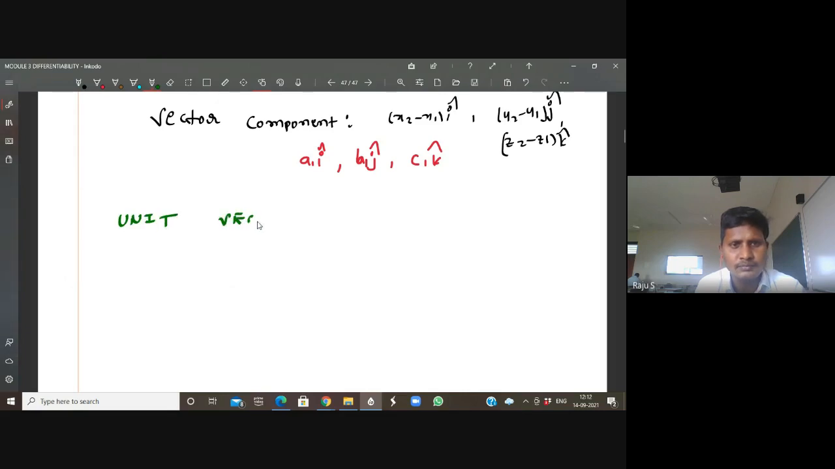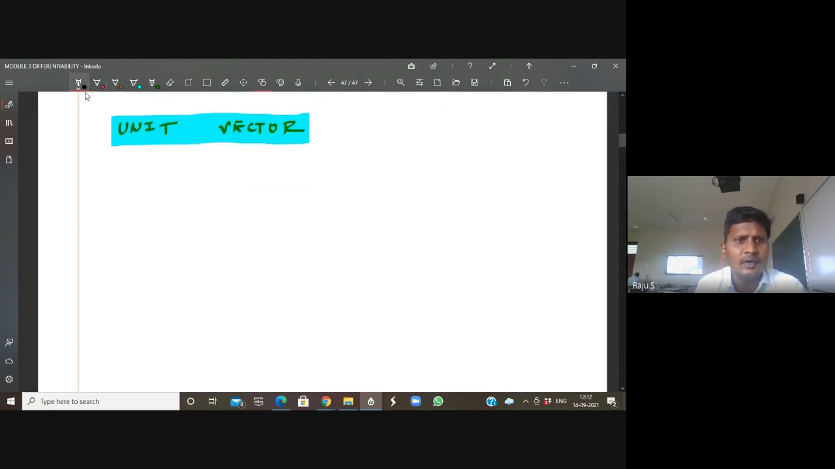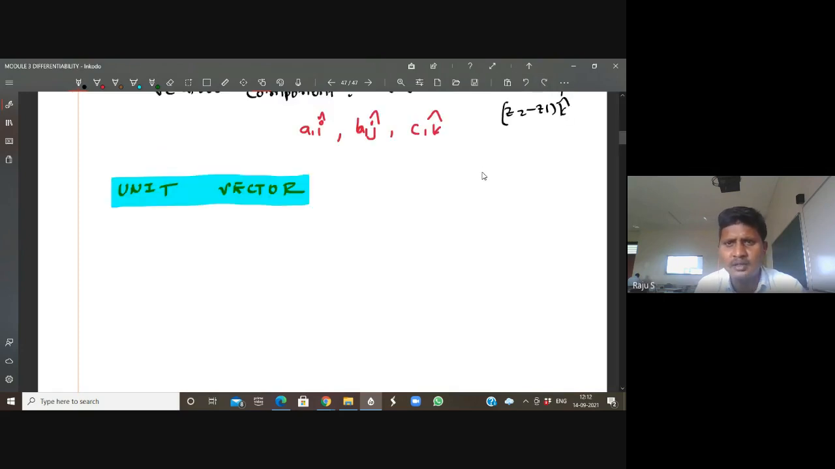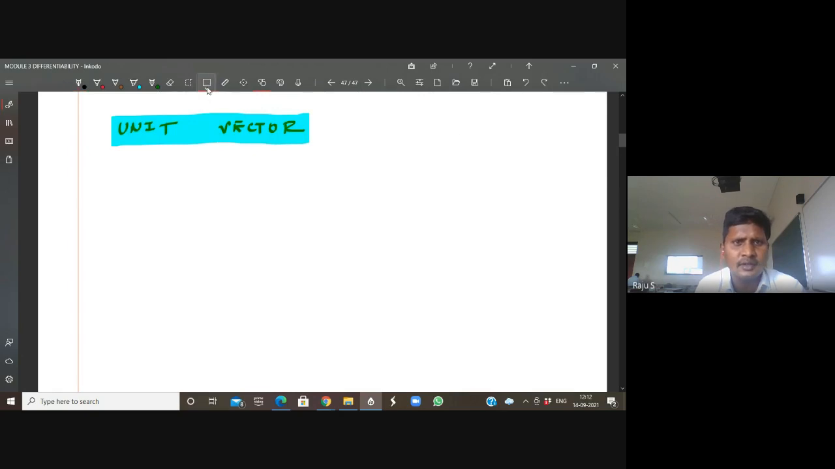Unit vectors. If they give any vector, then how can you find its unit vector? For example, let A be the given vector like a1 i cap plus b1 j cap. Otherwise, simply you can take the position vector of the point P. Yesterday we discussed that for the position vector, we take the x-axis, y-axis and z-axis.